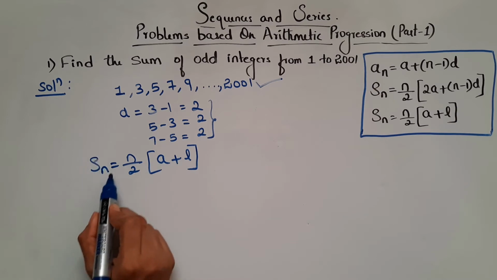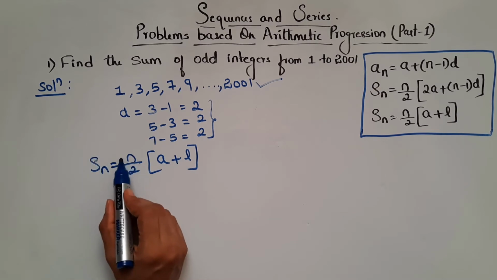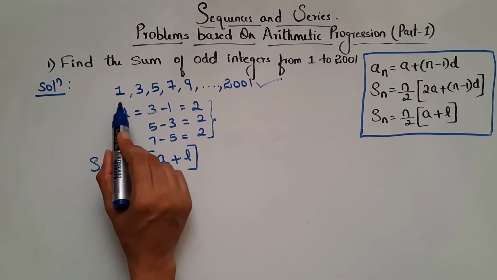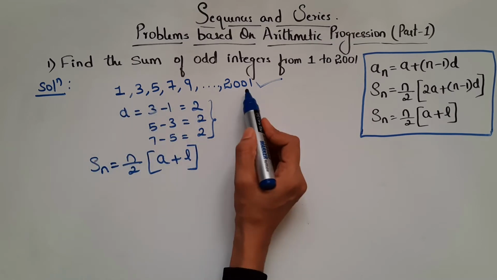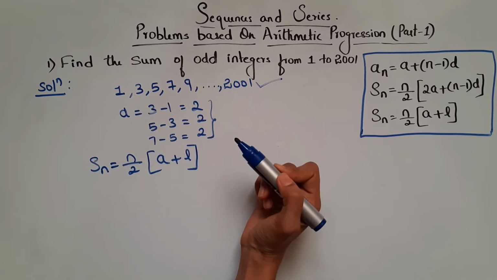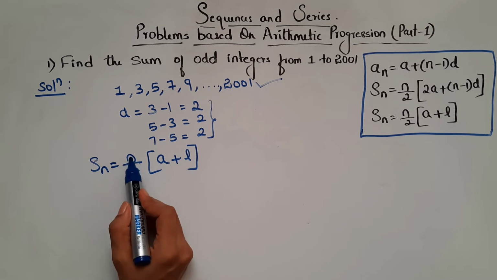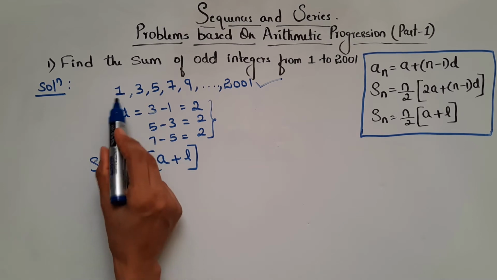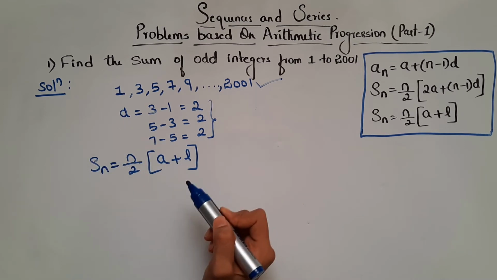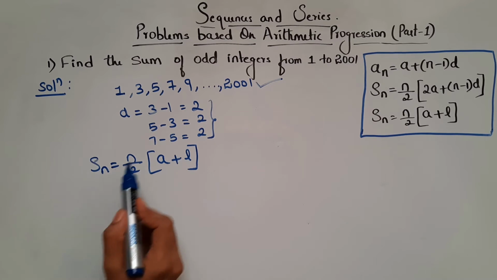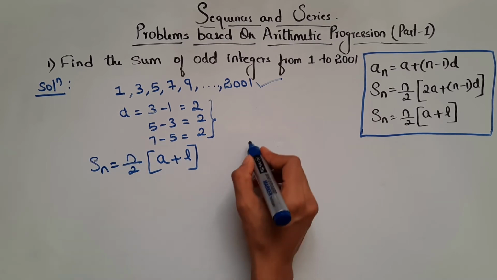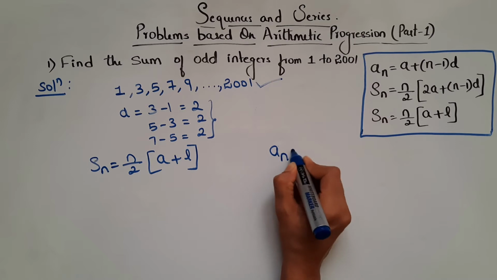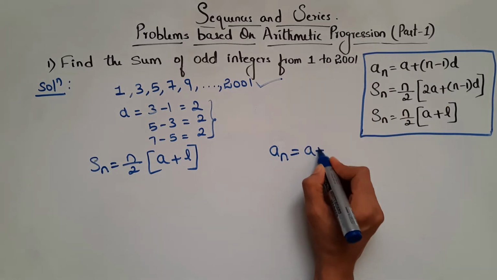In order to find the sum, we want n. n is the number of terms. We don't know how many terms there are from 1 to 2001, odd integers, right? So we have to find n. Here a is the first term and l is the last term, we have those. But we have two unknowns. How to find n first? We can find the number of terms by using the formula an is equal to a plus n minus 1 into d.